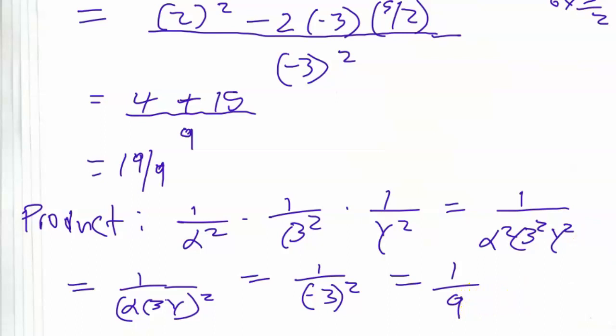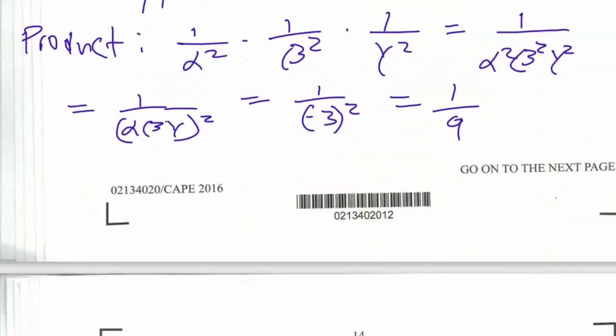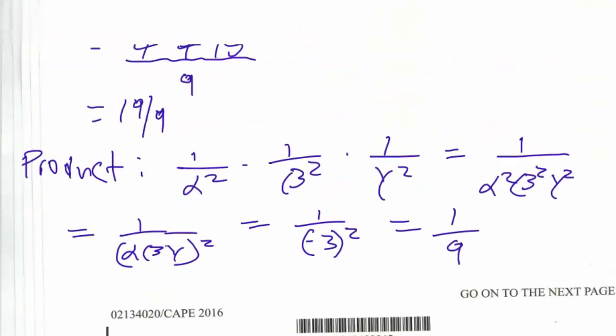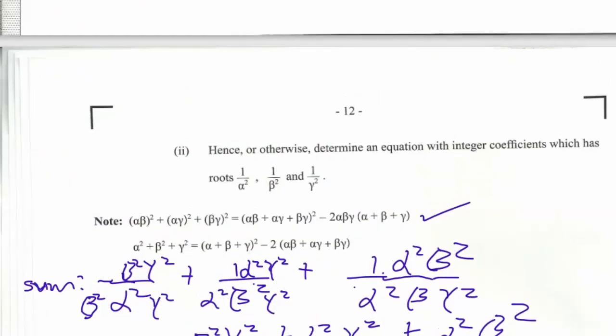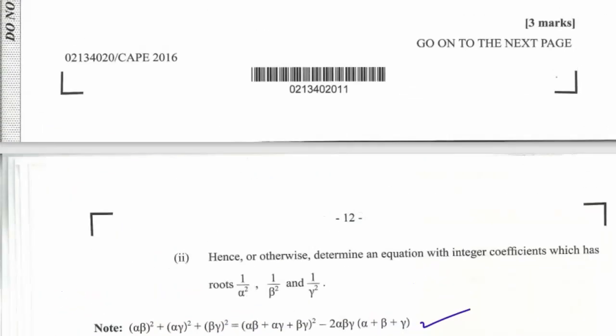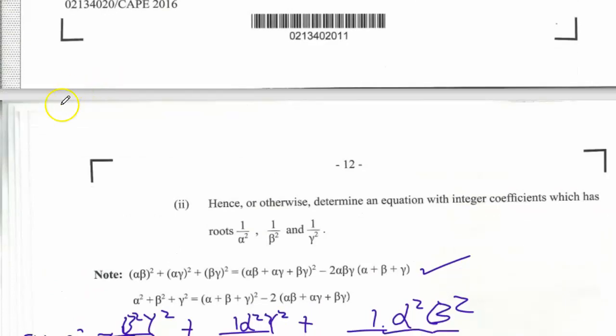Also, we need the sum of the products. Alright, so out of space. We also need the sum of the products. Where can I put that now? The sum of the products. Let me put that up here. So we also need the sum of the products. And here are the roots.